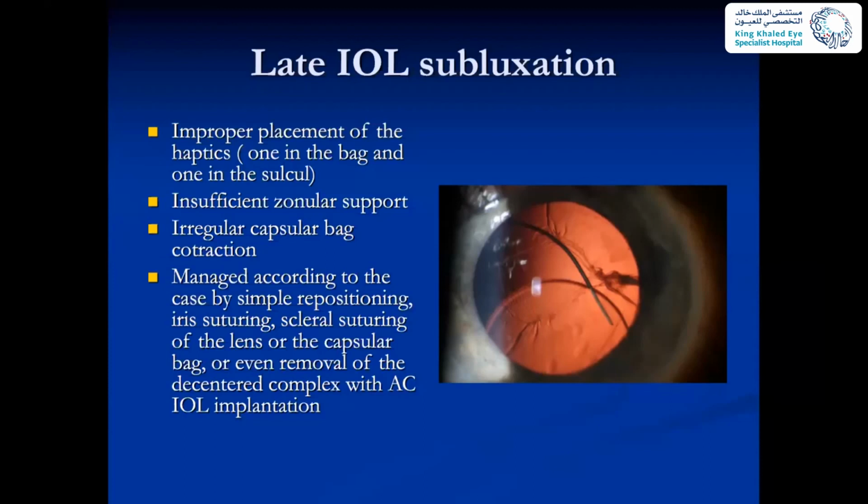So how do we manage this type of complication? If it is really bisecting the visual axis and causing the patient diplopia, we have to intervene in getting this lens in position centrally again. Simple repositioning. And if we find that there is a tendency for subluxation, we can suture this intraocular lens either to the iris or to the sclera. Or sometimes we find that the whole bag-IOL complex is the one that is subluxating, so we can take this complex again and suture it to the sclera.